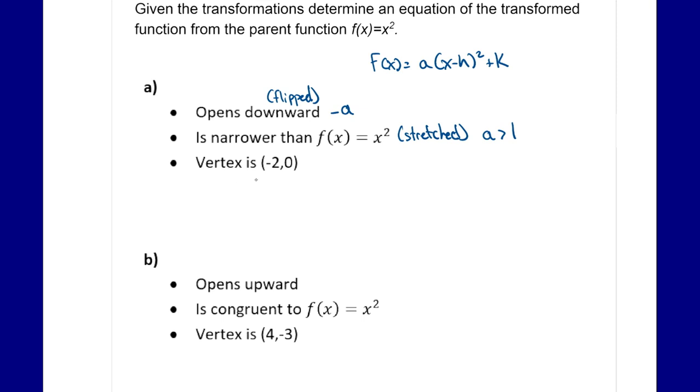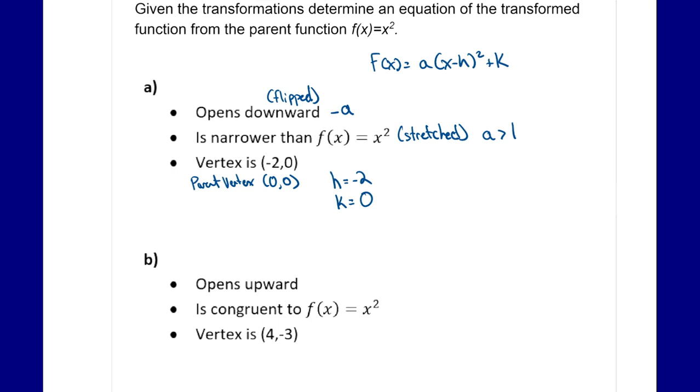Our vertex is (−2, 0). So if we think of the parent function vertex, the parent vertex was (0, 0). So how is the new vertex different? Well, it's −2, so that means our h has to be −2 because we've moved 2 to the left. So that means our h value has to be negative 2. Because the y value is 0, that also tells us that our k value has to be 0.